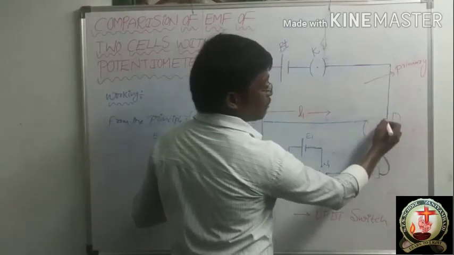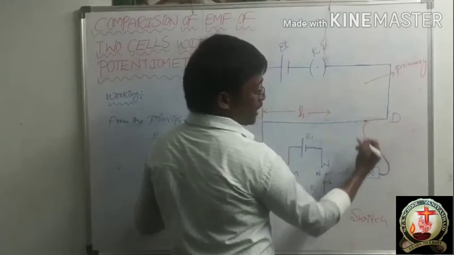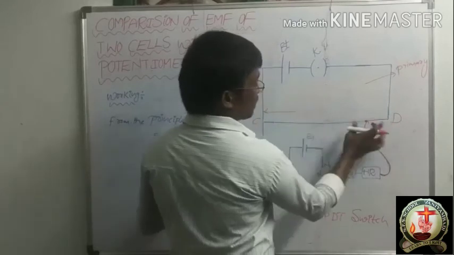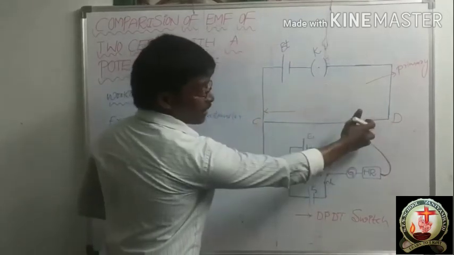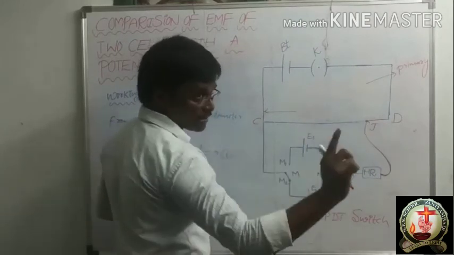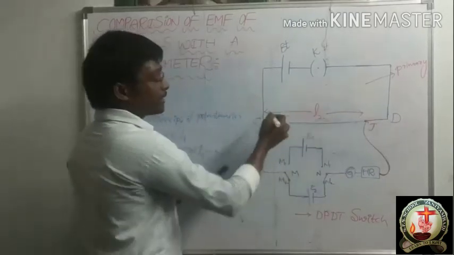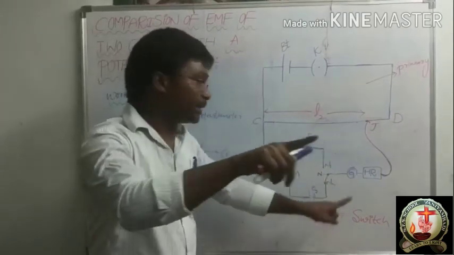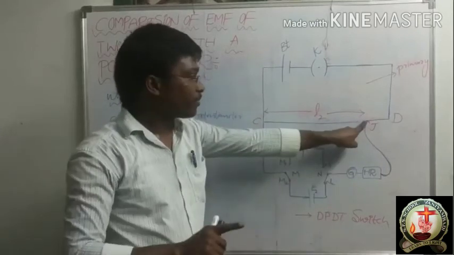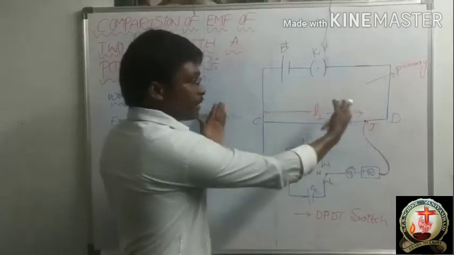First of all I will keep the jockey here. After reaching here, it is showing zero deflection. So what is the balancing length here? At this point the galvanometer is showing zero deflection, so this is the balancing length. At the point where the galvanometer shows zero deflection, there you can mark point J. That is the balancing length.